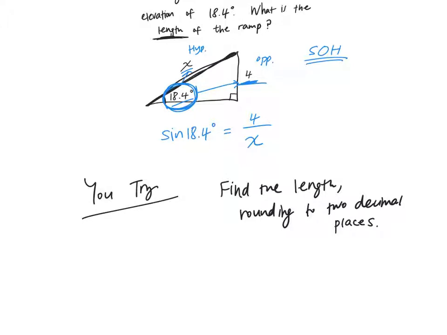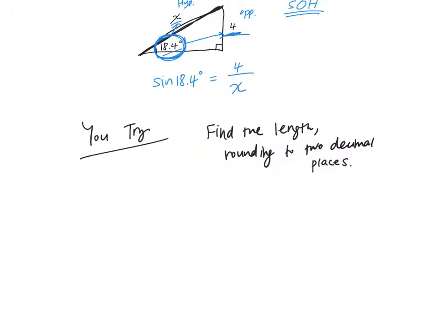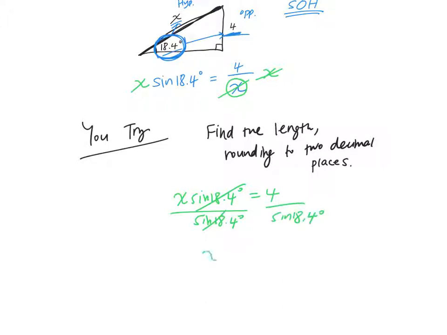Find the length of the ramp rounding to 2 decimal places. So here you have to be really careful. You were trying to get the x by itself in the numerator. Right now it's in the denominator. So if you multiply by x on both sides, I get x sine of 18.4 degrees is equal to 4. And divide by sine of 18.4 degrees so that I can get that x in the numerator. So x is equal to 4 over sine of 18.4 degrees. Make sure you're in degree mode, and we would get 12.67 feet as our final answer.